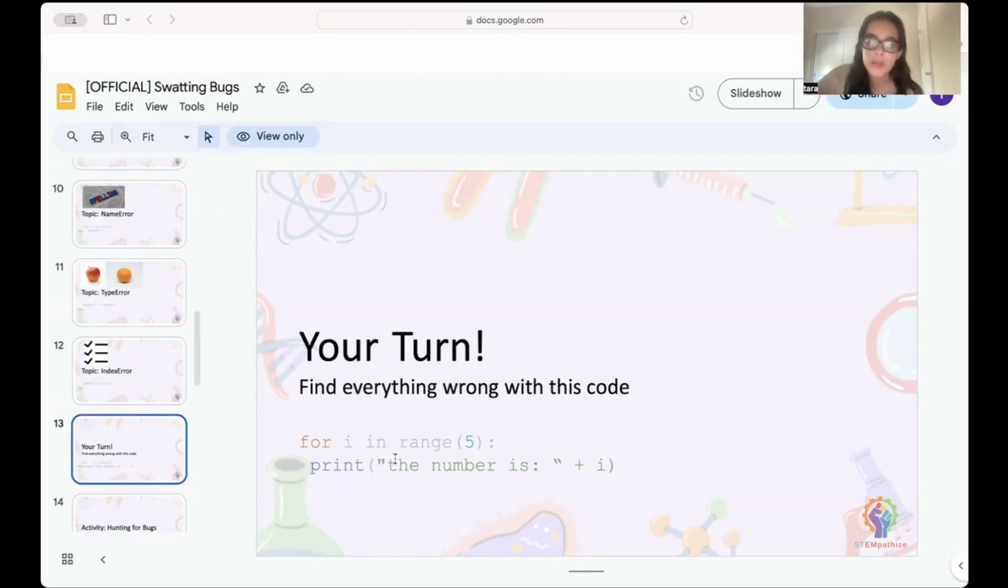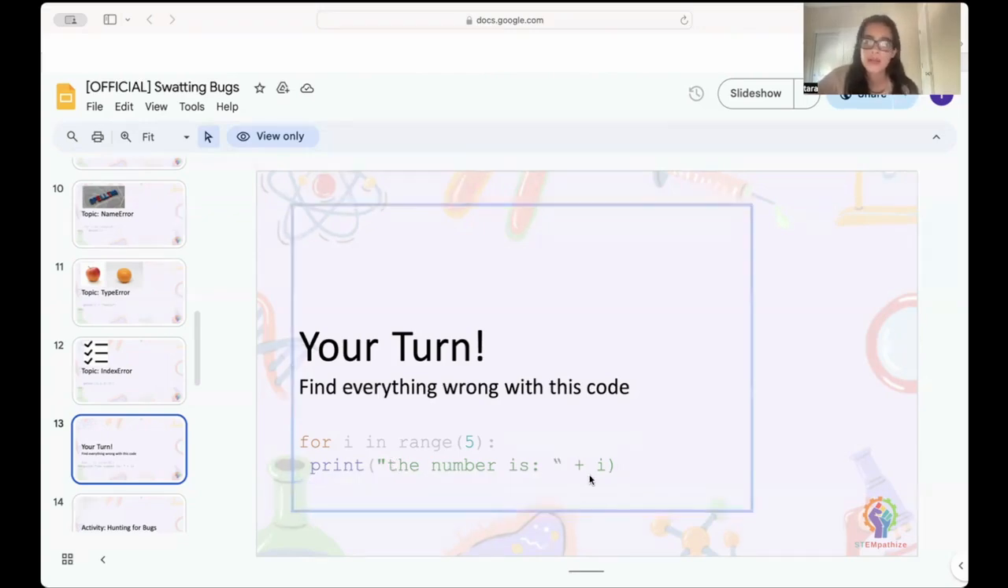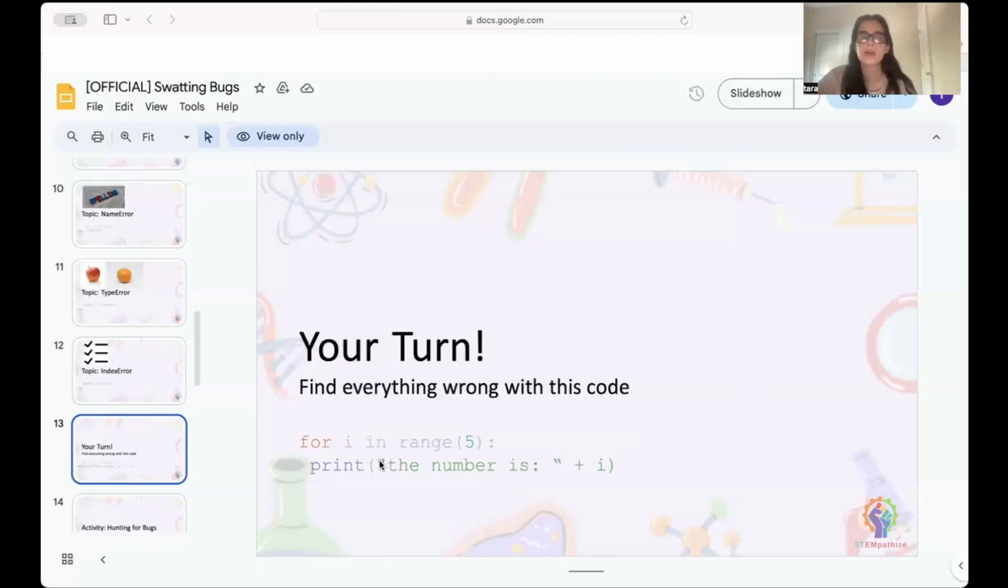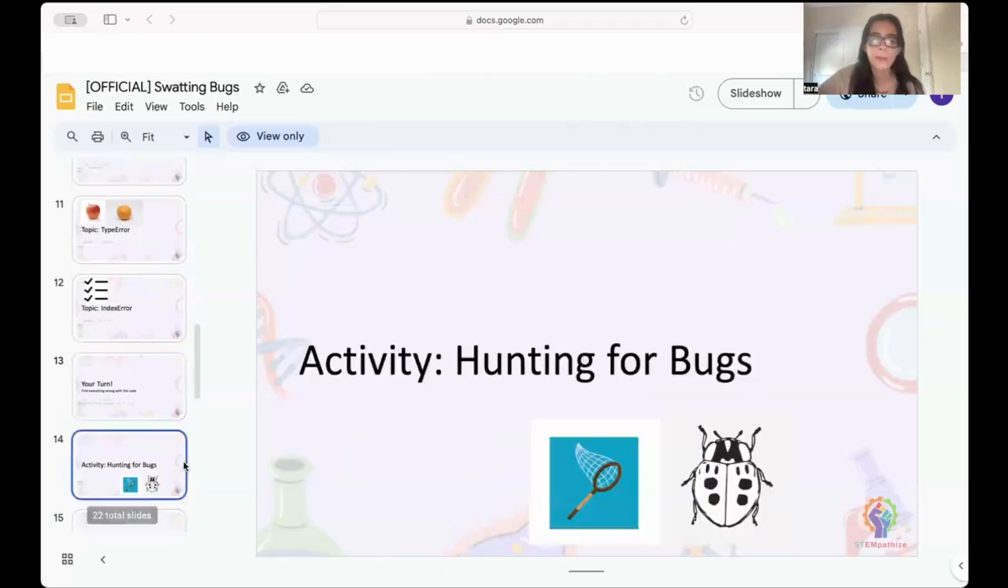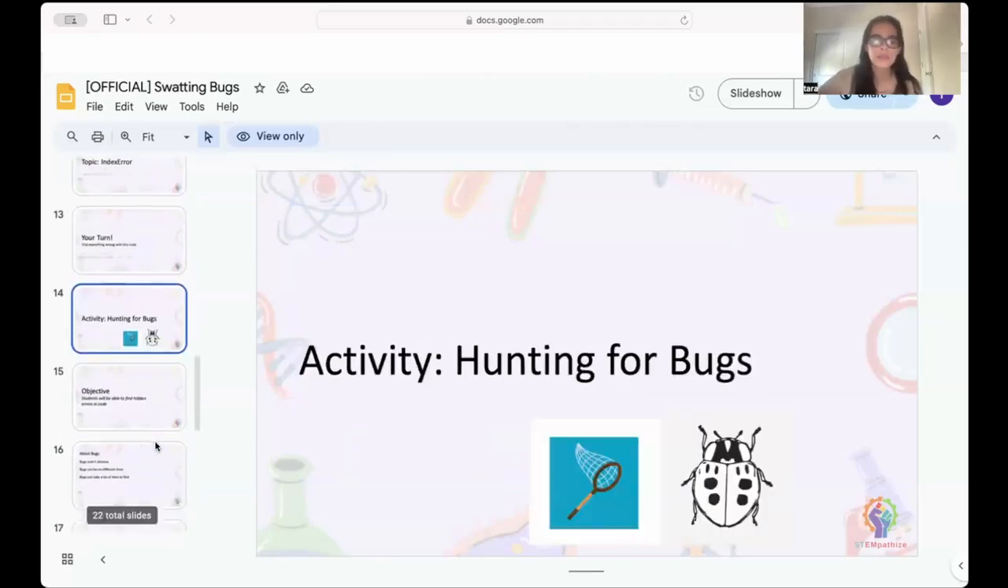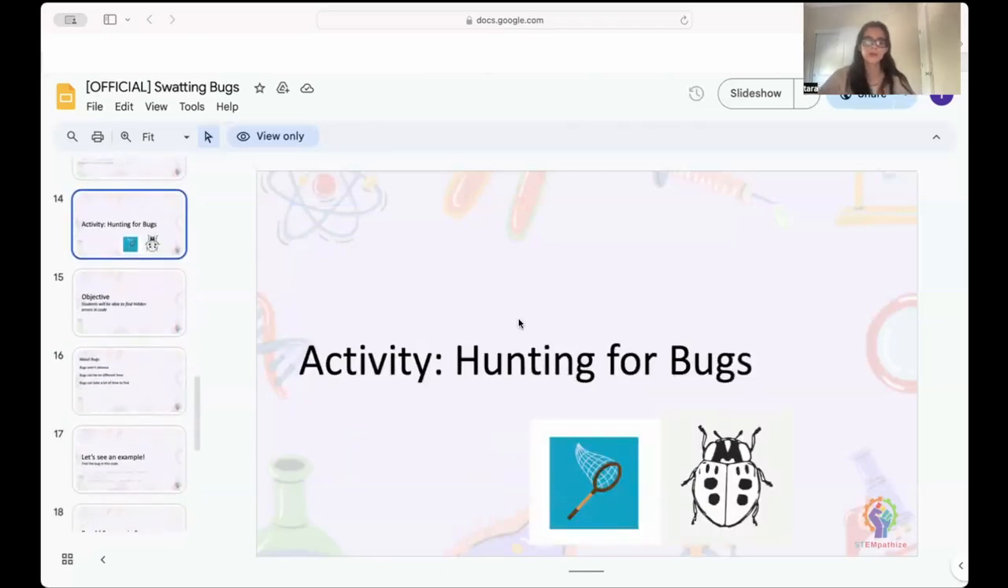But right now it says the number is plus i. So first off, we have a syntax error. The computer doesn't understand what this quotation mark is. Why is it there? Who knows? The second one is a type error. We can't add two different types together. We can't add the number is and i because it's just not going to work. Apples and oranges. Okay, now we're going to move on to this activity, which is going to be hunting for bugs like we just did. So we've just done all that practice.